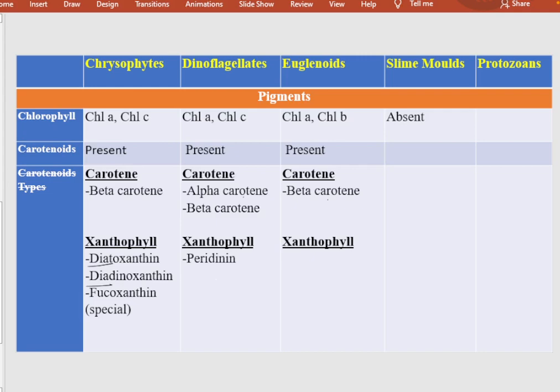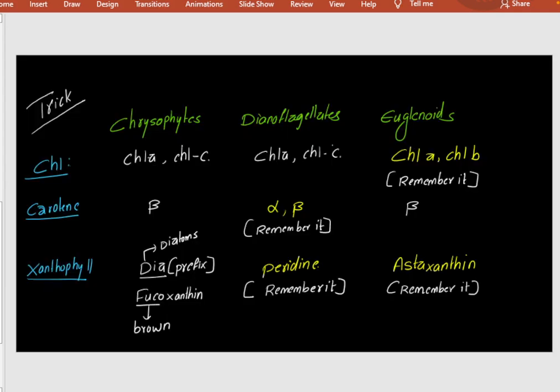Now xanthophylls: diatoms have diatoxanthin. What is this? Diadinoxanthin means diatom, diatoms only. Fuco also relates to brown only, so brown means chrysophytes. Fucoxanthin is the special one. Only one thing you need to remember, that is pyridine. Pyridine is present in the dinoflagellates. Just for your information, remember that.